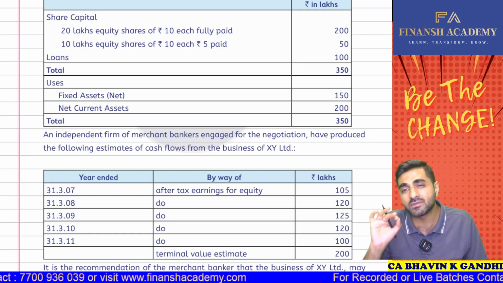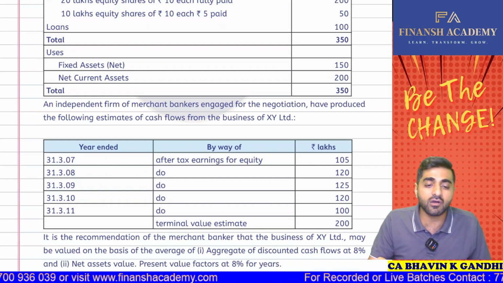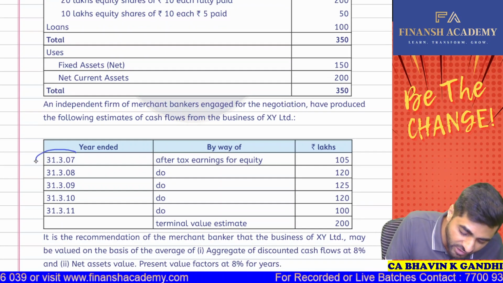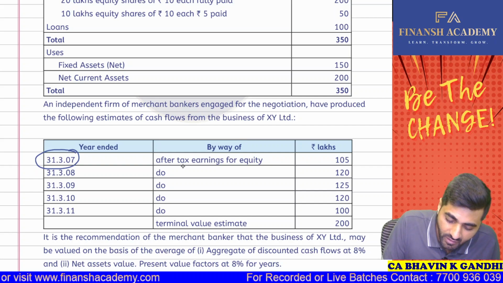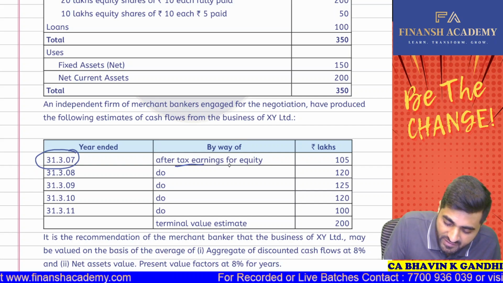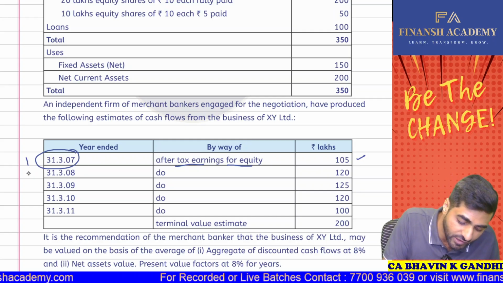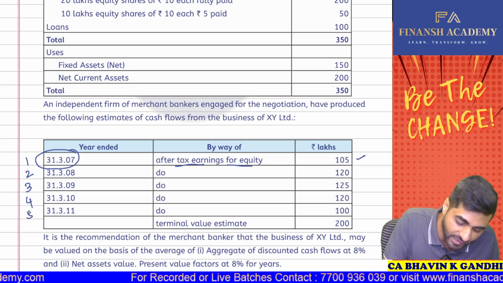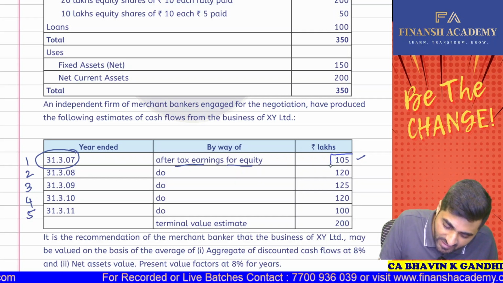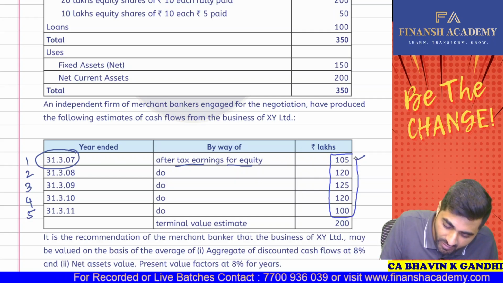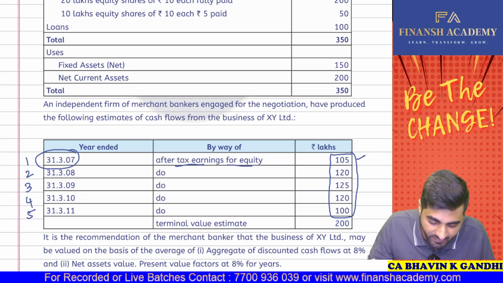An independent firm of merchant bankers engaged for the negotiation have produced the following estimates of the cash flows from the business of XY Limited. For the year ended 31st March 2007, the after-tax earnings for equity are 105 lakhs. Then for the years 2008, 9, 10, and 11, this is nothing but the earnings after tax for equity which they have given to you.